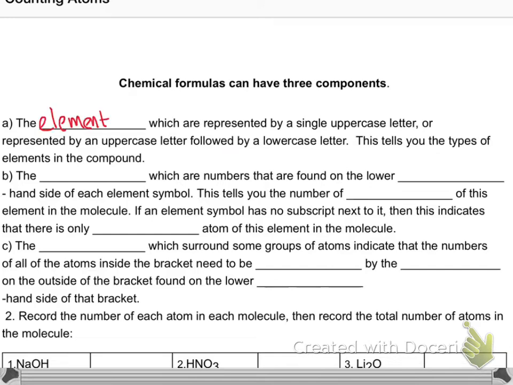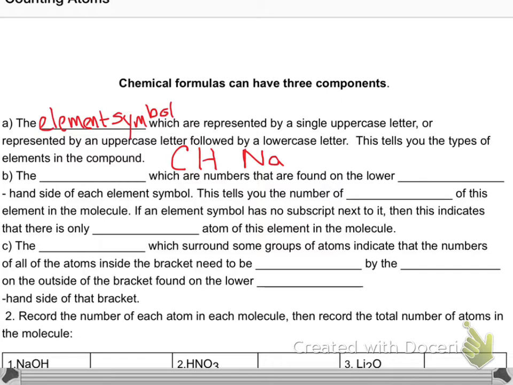So the element symbols are represented by a single uppercase letter, or by an uppercase letter followed by a lowercase letter. For example, if it is C, that's carbon. If it says CH, that's carbon and hydrogen. If it says Na, that's sodium.